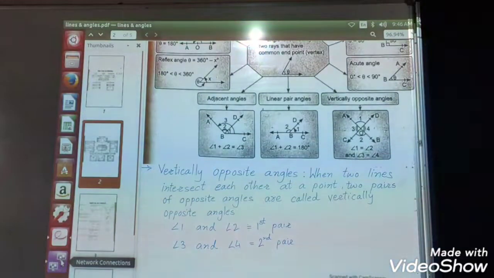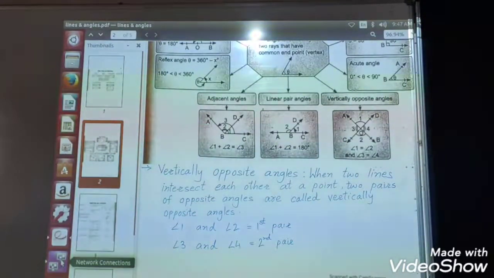Yes. Now, another pair of angles, that is vertically opposite angles. What are vertically opposite angles? When two lines intersect each other at a point, two pairs of opposite angles are called vertically opposite angles. You can see in the figure that line AB and line CD intersect at a point O. Now, when they intersect, four angles are formed. Which will be the opposite angles pair? That is, angle 1 will be opposite of angle 2. Either you can say angle 2 is opposite of angle 1.